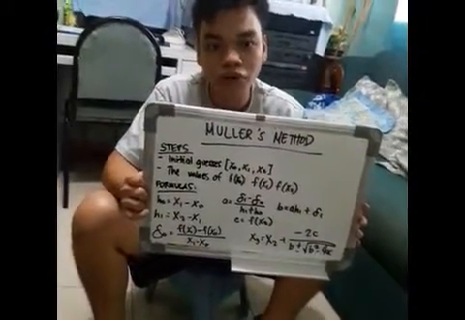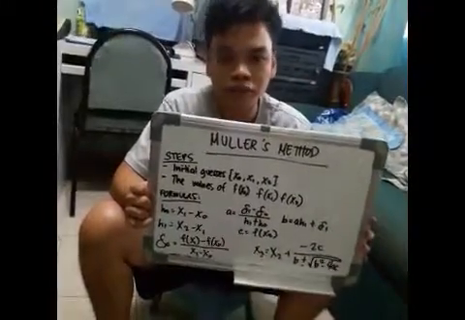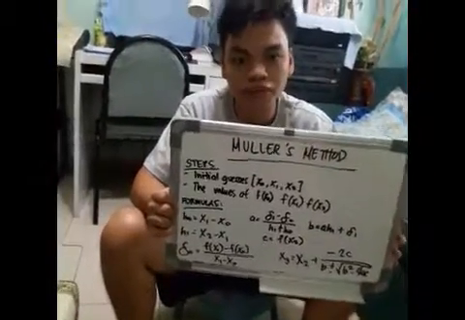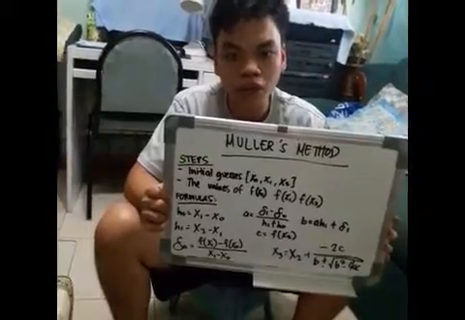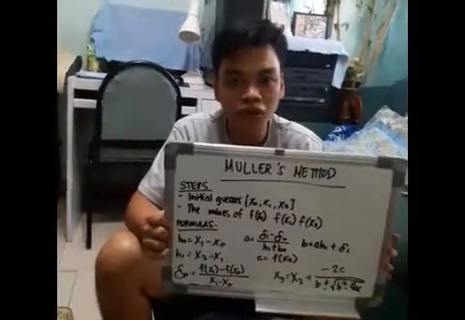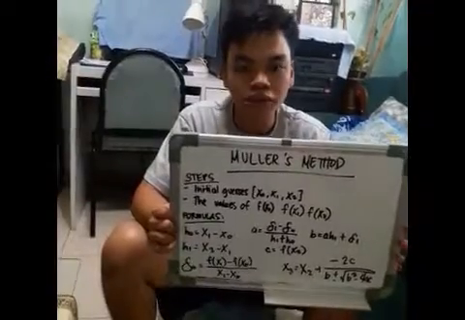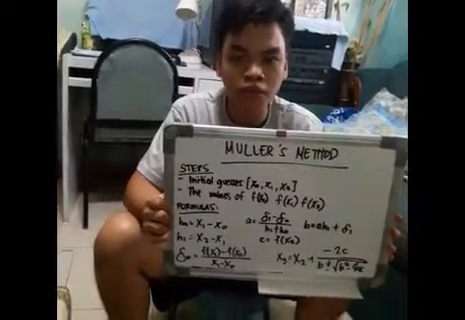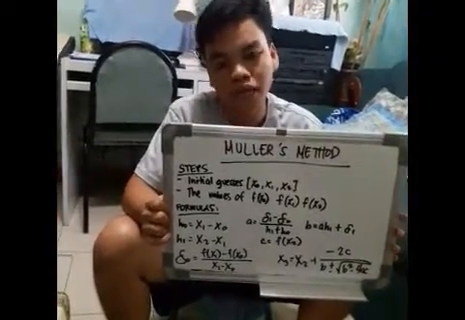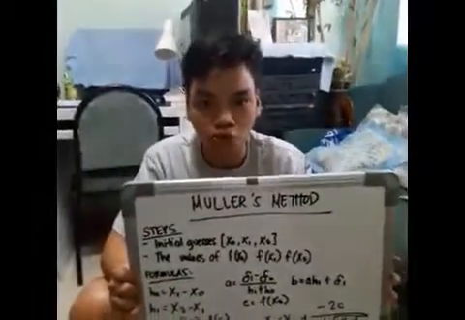First, h sub 0 is equal to x1 minus x0. h1 is equal to x2 minus x1. And delta sub 0 is equal to f(x sub 1) minus f(x sub 0) all over x1 minus x sub 0. For A, B, and C: A is equal to delta sub 1 minus delta sub 0 all over h1 plus h sub 0. For B, it is equal to A h sub 1 plus delta 1. And C is equal to the function of x sub 2.